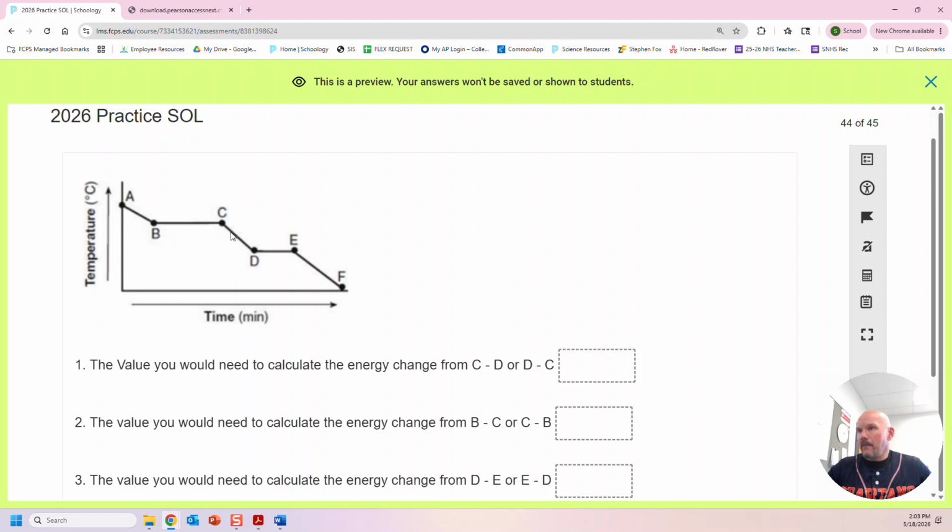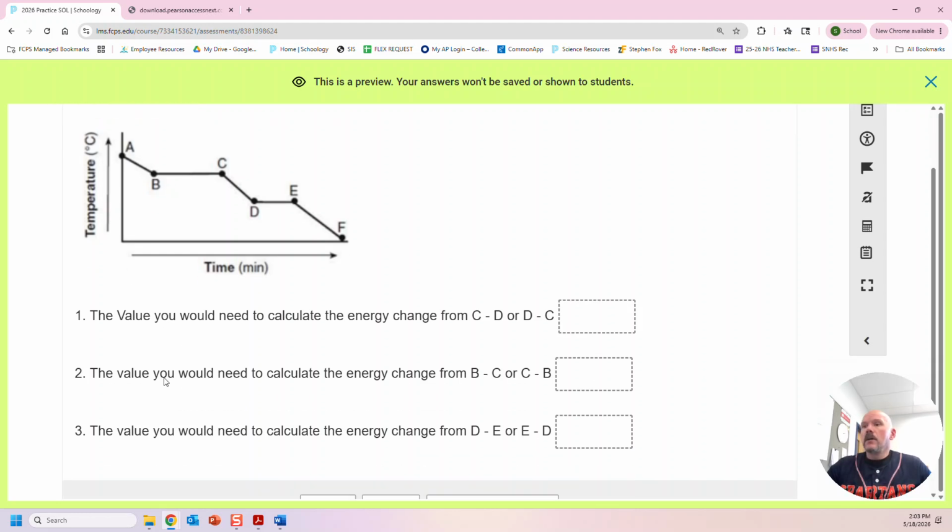But if I'm anywhere here, I'm just a liquid. If I'm anywhere here, I'm just a gas. If I'm on this line, I have some solid and some liquid. If I'm on this line, I have some gas and some liquid, right? So remember, if you actually have temperatures here, this would be the boiling point / point of condensation, and then this temperature would be the melting point / freezing point, right?